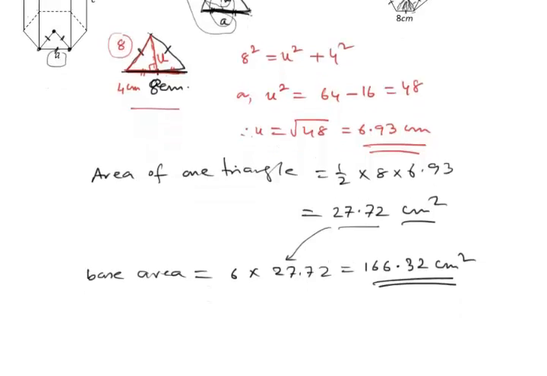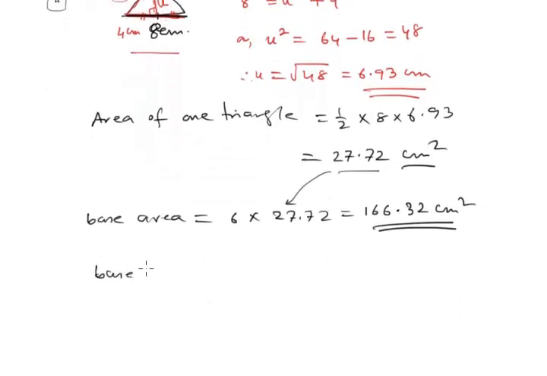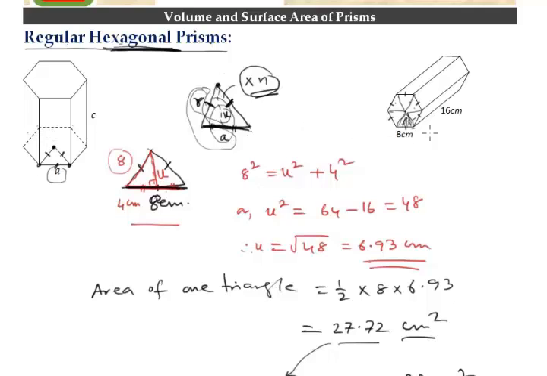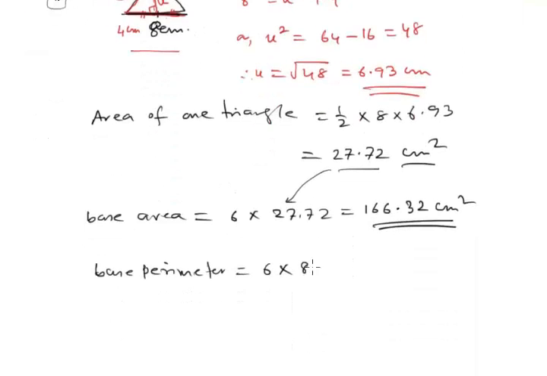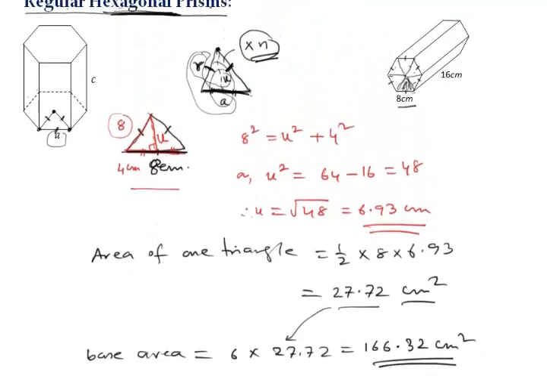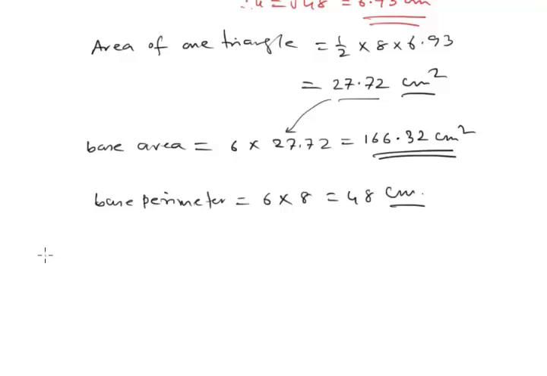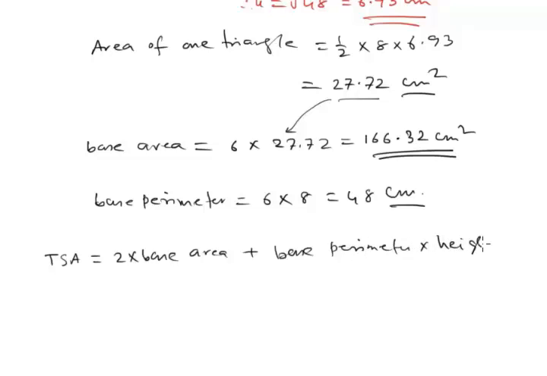Now the base perimeter. The base perimeter will be 6 times, because there are 6 arms. Each arm is 8 centimeter, so it will be 6 times 8, which is 48 centimeter. We got our base area and base perimeter. Using the formula, we can find the total surface area. We know the total surface area formula is 2 times base area plus base perimeter times height of the prism.